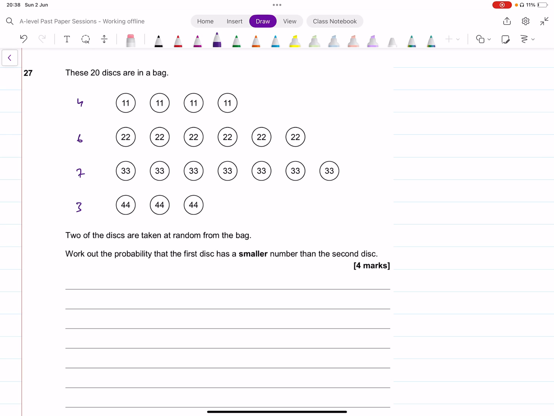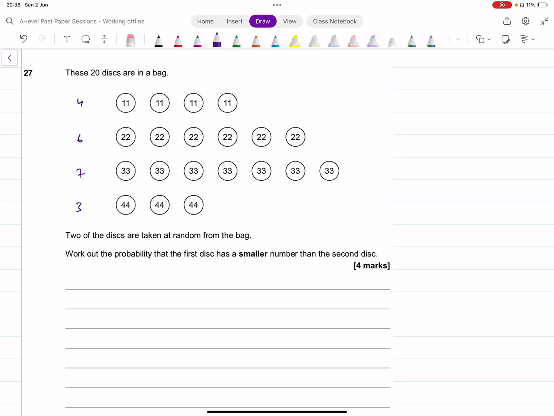You can think of a tree diagram if you want, 4 into 4, that will be 16 branches, too broad. You can just think of it logically. If the first number has to be smaller, one thing is clear, that it can't be 44, right? Because then 44 cannot be smaller than anything. The first number has to be either 11 or 22 or 33. These are the 3 possibilities for the first number. Let's consider these 3 possibilities. We'll have to consider all of them separately.